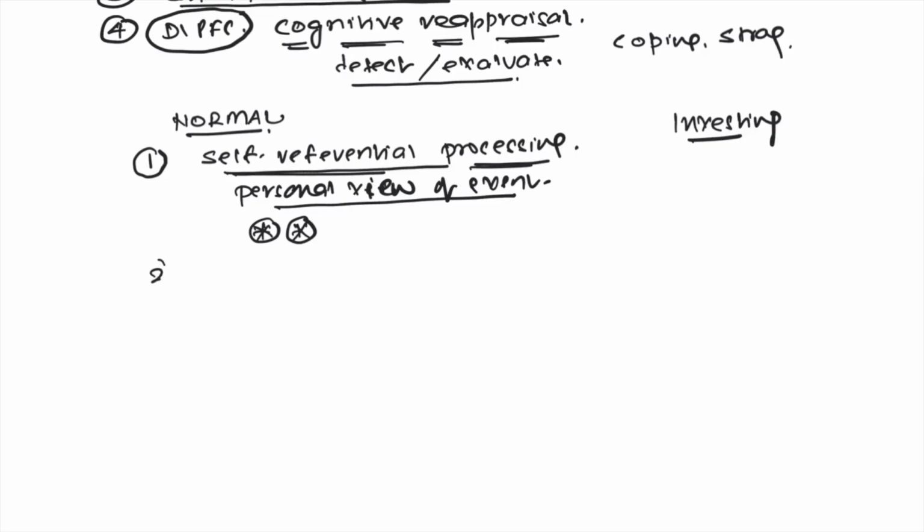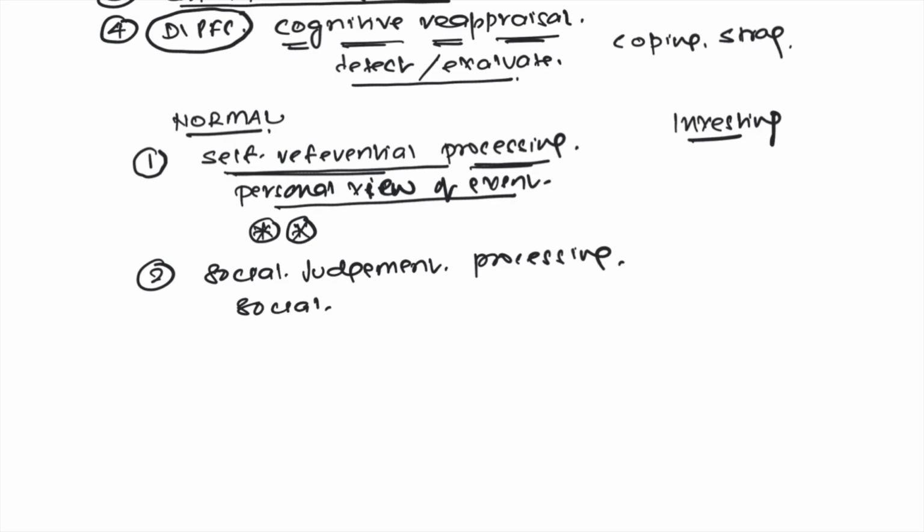The second thing that happens is social judgment processing. Social judgment processing is usually the social dimension. The social dimension is, how is this investment going to affect my family? Because whenever you're making an investment, you need to think about its impact on the family, especially if you're married or you have parents or kids, whatever that is. That's a social dimension. So I'm talking about investment.